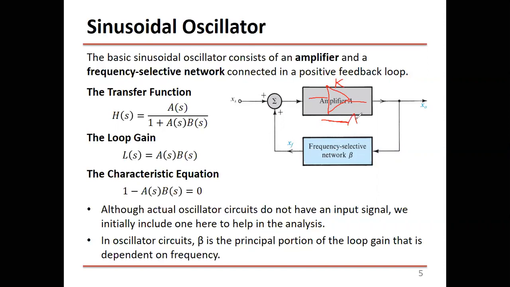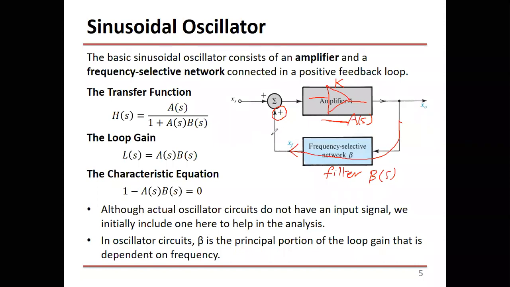We call it A of S. And a feedback network, and most likely this is a filter, and we call it beta or B of S. So we have a feedback loop, and this feedback here is a positive feedback.